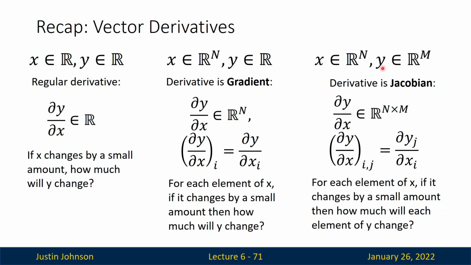Here, suppose our output is a vector with m elements, and our input x is also a vector. The derivative is a Jacobian, so it is a matrix of dimension n by m. Each element in the Jacobian matrix is defined for the jth element of the y vector with respect to the ith element of the x vector.